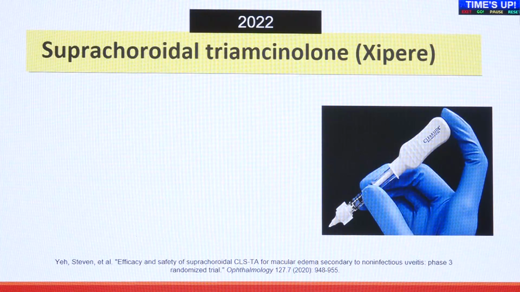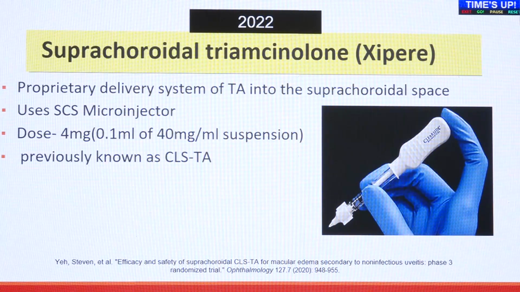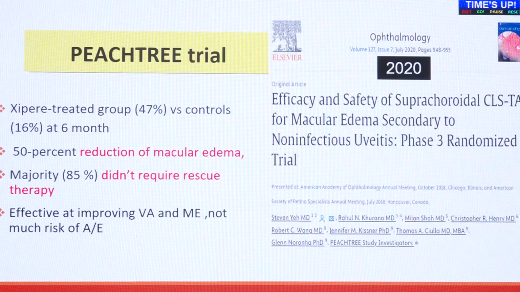And then suprachoroidal injection, Xipere, I don't use it. This trial also took place in India, and used the SCS Microinjector. The dose is 4 milligram, 0.1 ml of 40 milligram per ml triamcinolone acetonide suspension. The PEACHTREE trial evaluated the efficacy and safety of suprachoroidal CLS-TA for macular edema secondary to non-infectious uveitis. The majority of patients didn't require rescue therapy, and in 50% of cases a reduction of cystoid macular edema can occur.